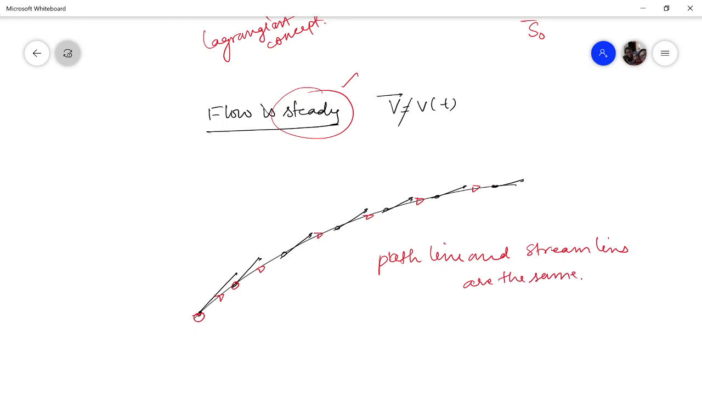In this lecture, I have explained what path lines are, what the characteristics of a path line are, and what happens if the flow becomes steady. So in this lecture, till this point only.